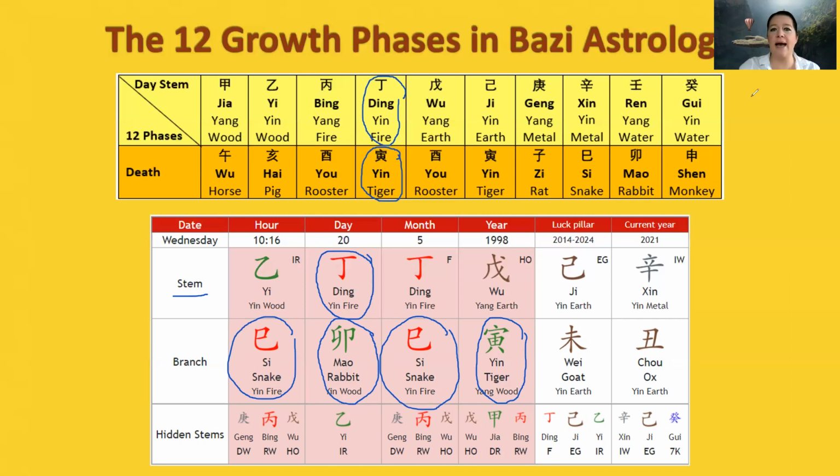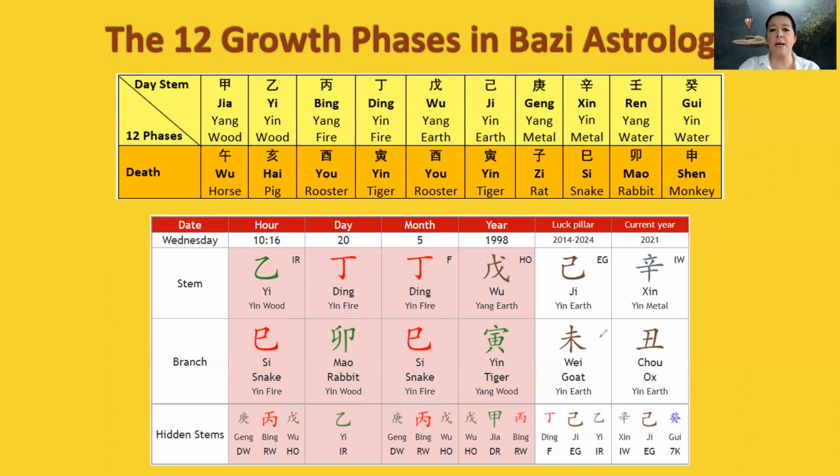Now, if you happen to have the death phase either in your luck pillar or in the annual pillar, the current year pillar, then this means that during this particular time frame, whether that be a 10-year time frame as in the luck pillar, or just for 1 year, you need to be very, very careful of accidents. Now, those accidents do not necessarily lead to death, even though it's called a death phase. But you may have to go to the hospital and get something fixed. Yeah, maybe you break a leg or something if you are not being careful.